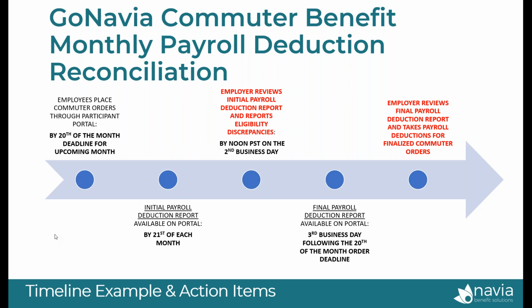The employer would review that initial report and let us know of any changes by noon Pacific time on the second business day. Then you will receive a final payroll deduction report available on the portal as well on the third business day following the 20th of the month. Employers, you should review the final payroll deduction report and take payroll deductions for finalized commuter orders based on the final report.